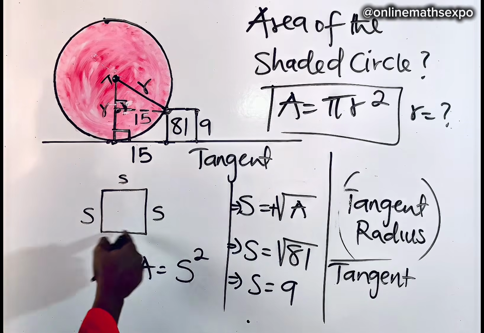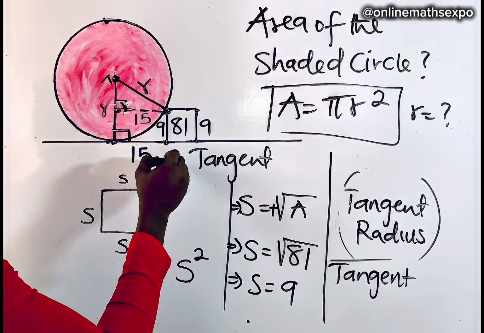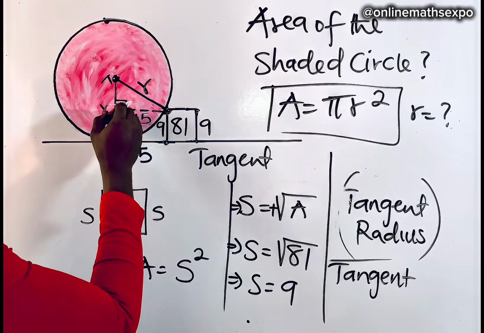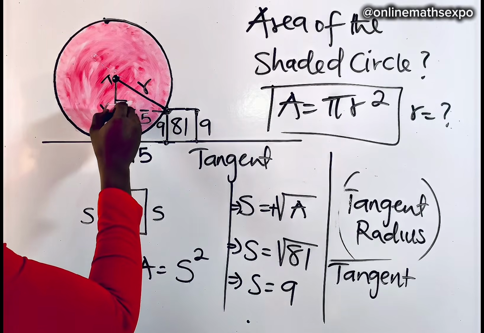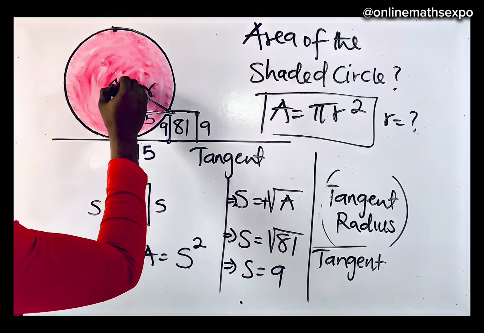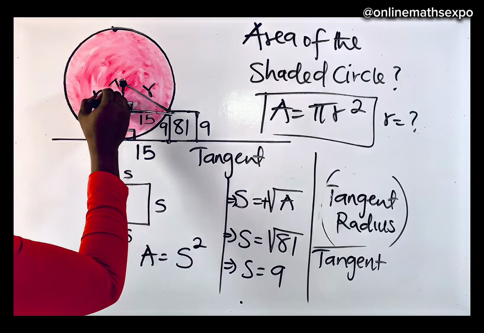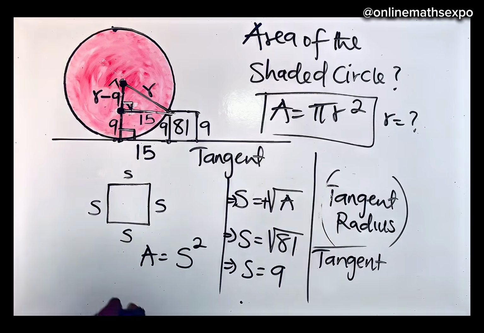And all the sides are the same. It also means that from here to here is 9. And if from here to here is 9, remember this line is also parallel with this and they are equal. So from here to this end is also 9. Then from here to this end is going to be r minus 9, so that when you add these two, it gives you back the radius.